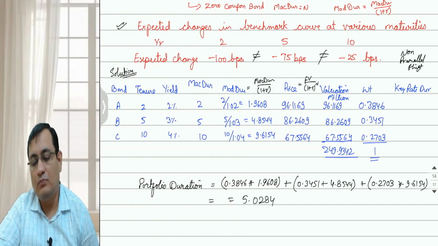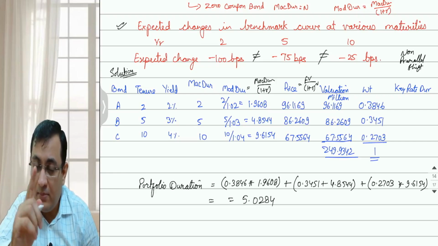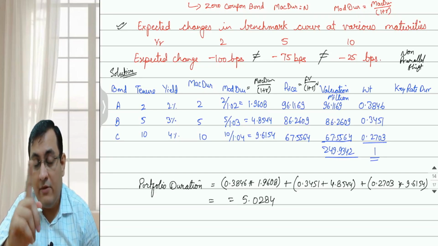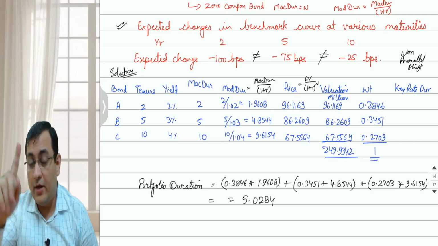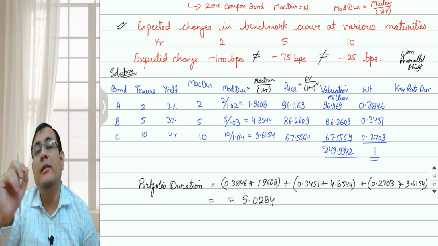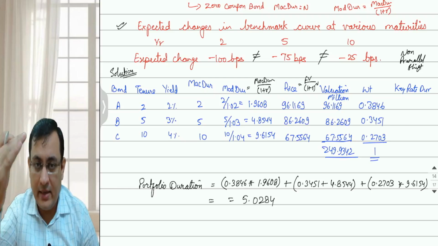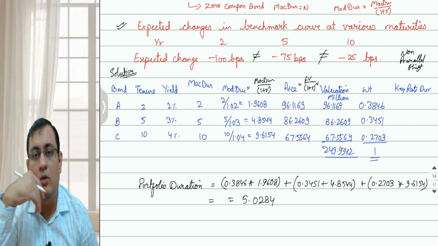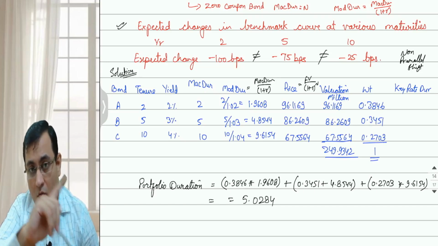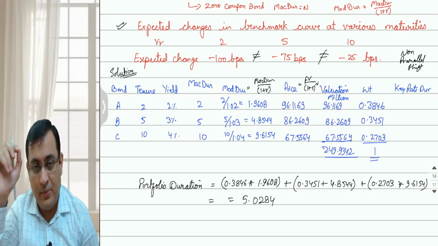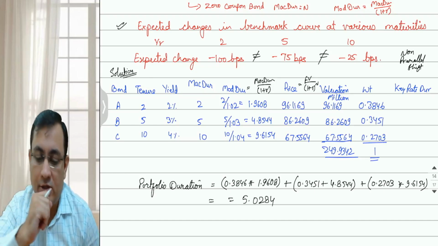What does it show? This 5.0284 means that for every 1% change in the yield at all places, 2-year, 5-year, 10-year, the bond value will change, of course, in the inverse manner. If yield increases, price will go down, and if yield decreases, price will go up by 5.0284%. But the condition is that at all time periods, the terms to maturity, the yield should change by a constant amount, a parallel shift.